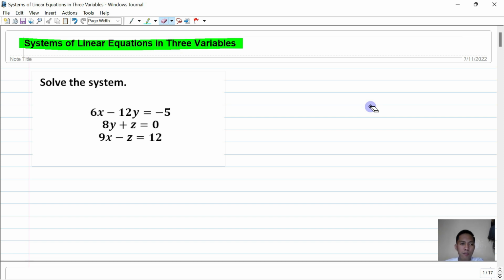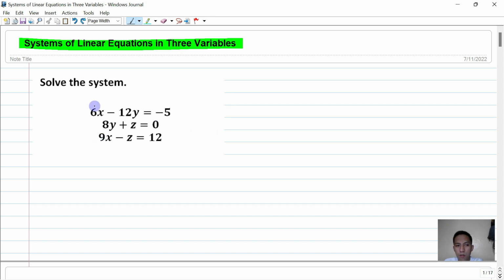So let's start solving this first problem. In this problem, solve the system. We have 6x minus 12y equals negative 5. For the second equation, we have 8y plus z equals 0. And for the third equation, we have 9x minus z equals 12.